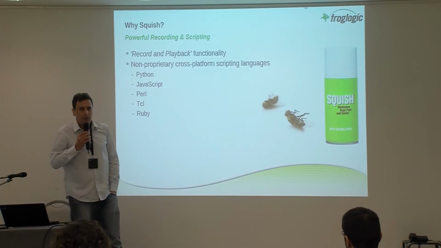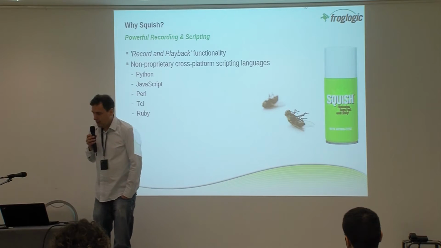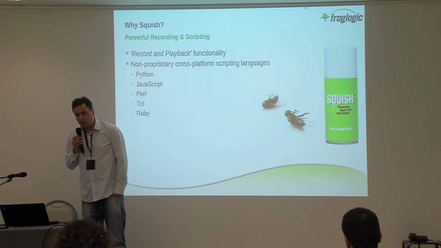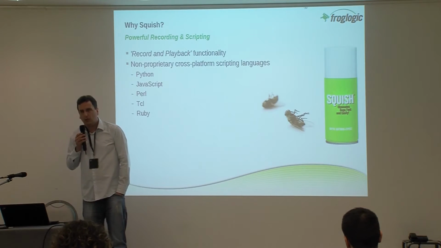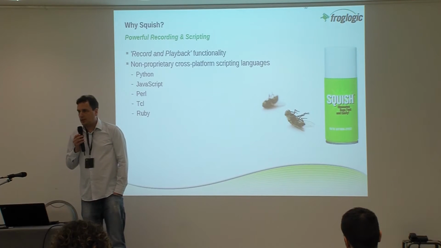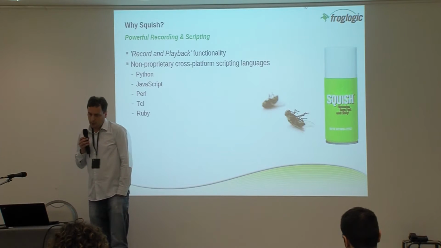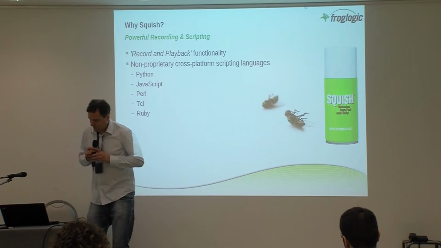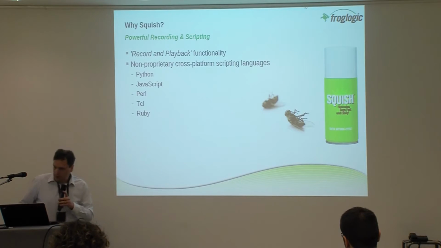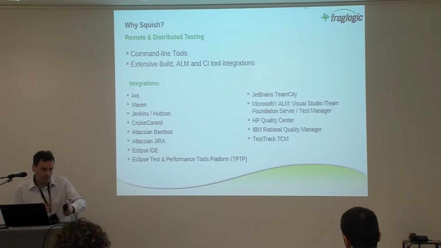That's a common technique to start with automation, but that is just a starting point. I will then show you how you can make use of scripting languages when you automate your tests. We support five of them: Python, JavaScript, Perl, Tcl, and Ruby. Okay, but let me show you this now live in action.